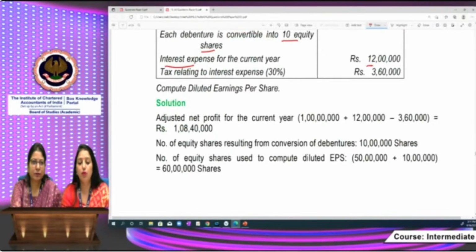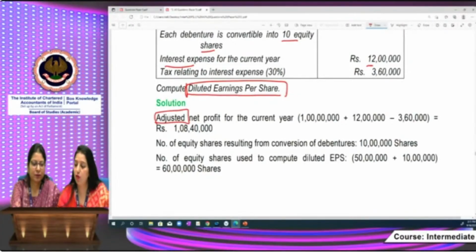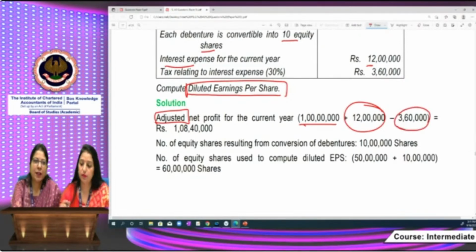So how do we calculate the diluted earning per share? If we just had to calculate the basic EPS, how would we calculate it? We would calculate net profit divided by the weighted average number of shares. But because we have to calculate the diluted, we have to calculate the adjusted net profit. We have the net profit of 1 crore. We will adjust it through the interest expense and its tax relating to it. 30% of rupees 12 lakh will be 3 lakh 60,000. So the tax expense will be adjusted. Only the net impact of the interest expense will be considered. And then it comes to this.